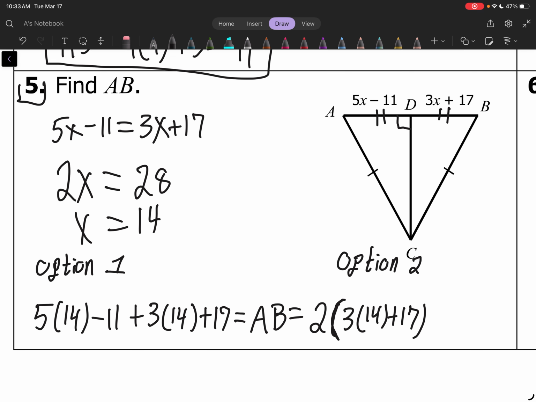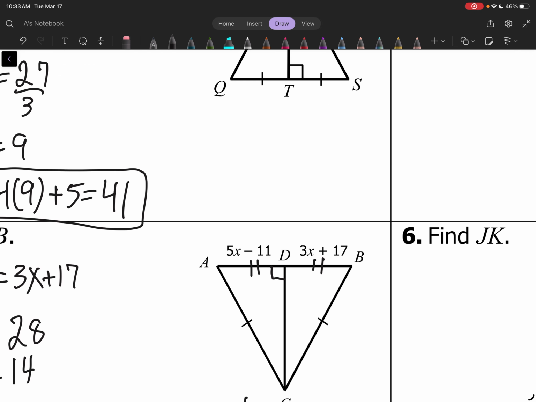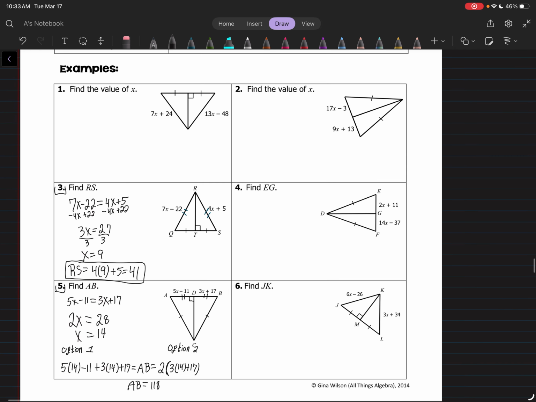Whichever way you choose to do this, you're going to get that AB is equal to 118. Yes, 2 times 59, 118. I'm showing you both methods. You can pick the one you think is easiest. Please use Desmos, just type it in. Try problems 1, 2, 4, and 6.